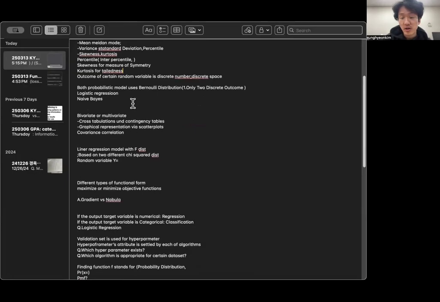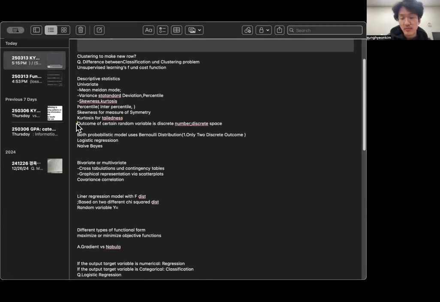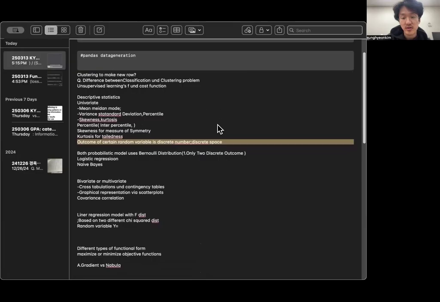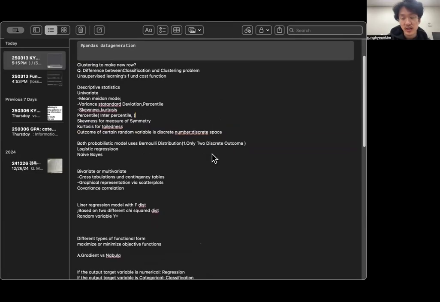Based on the outcome of a certain random variable, if it is discrete, then it is a discrete space, and if it is continuous, then it will be a continuous space. For the basic discrete model, there is the Bernoulli distribution.